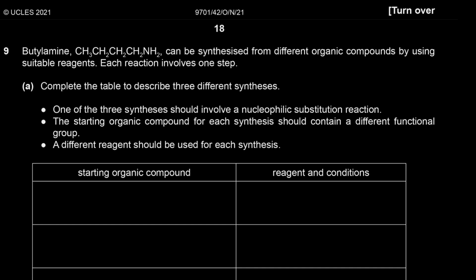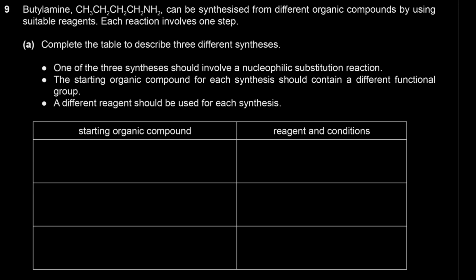The next question that we have over here is question number 9. Question number 9 says butylamine can be synthesized from different organic compounds by using suitable reagents. Each reaction involves one step. Complete the table to describe 3 different syntheses. One of the 3 syntheses should involve a nucleophilic substitution reaction. The starting organic compound for each synthesis should contain a different functional group. A different reagent should be used for each synthesis.